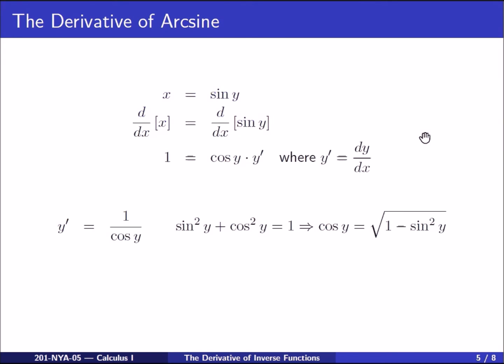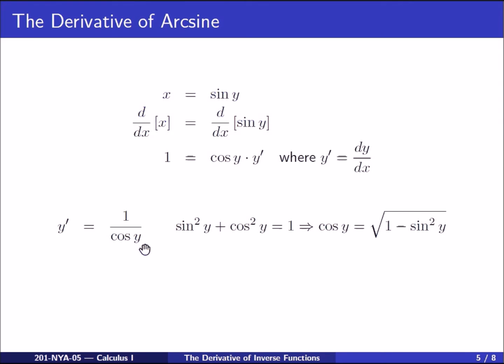So if we solve for y prime, we get that y prime is 1 over cos of y. So we could stop here. In other words, we could compute the derivative y prime by doing 1 over the cosine of y. So at a point (x, y) on the curve of the arcsine function, we could compute its derivative by computing 1 over the cosine of the y coordinate.